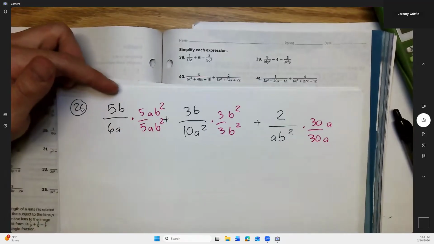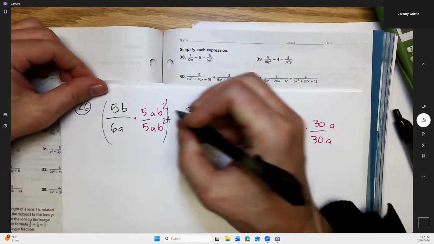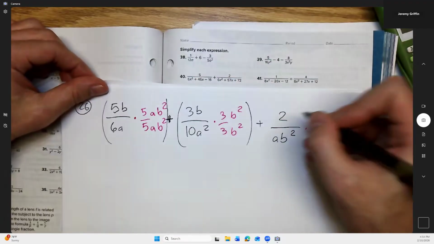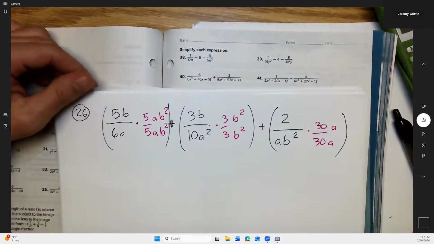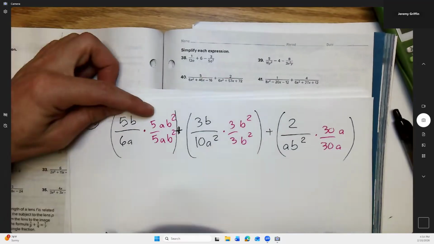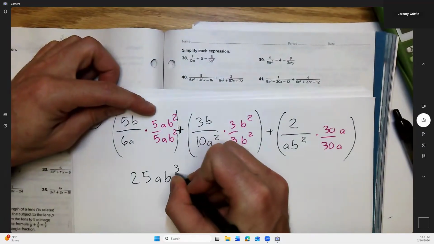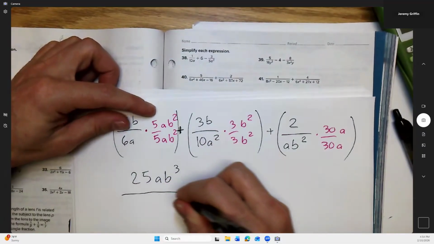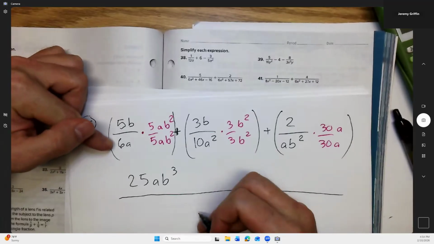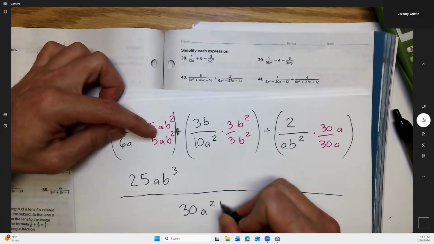Okay, so put this all together. Here's one giant fraction, plus another giant fraction, plus another giant fraction. Everything in pink reduces to one. Everything we've been doing, so 5 times 5 is 25, and I got an ab cubed. By the way, all these fractions have the same denominator at this point, so I may as well put it all over the same thing, which is 30a squared b squared.